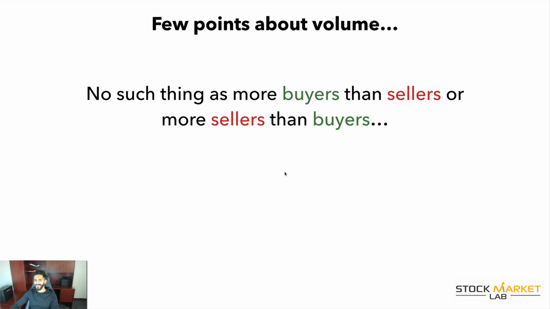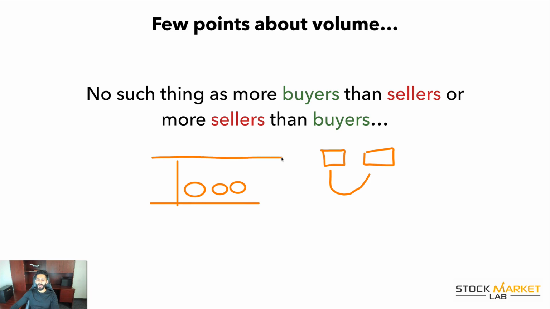They think, okay, why is the stock going up? A stock is going up because there are more buyers. No, there can't be more buyers than sellers. There can't be more sellers than buyers, because if the volume of a stock is 1,000, that means 1,000 shares have been exchanged between 2 parties, right? That's what that means. It does not mean that more people bought or more people sold.